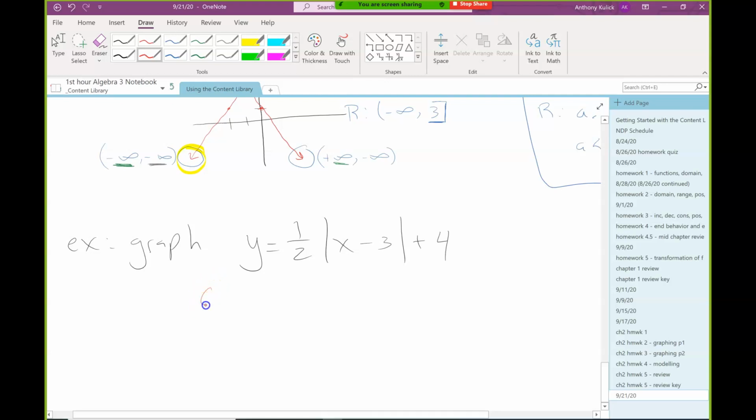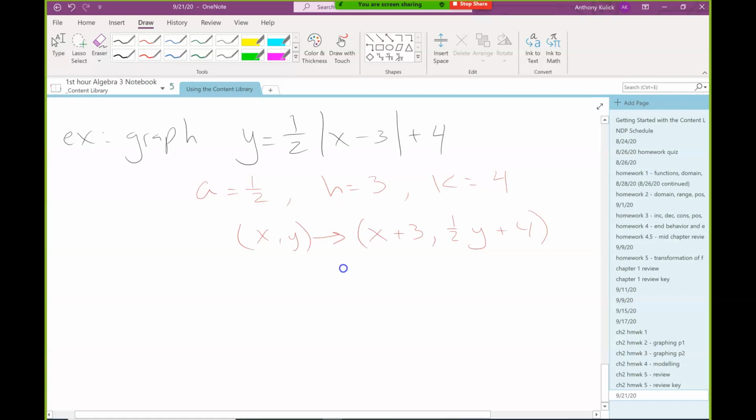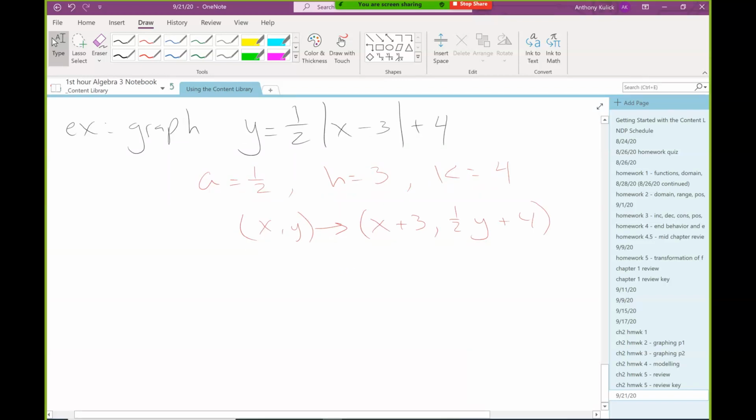So let's identify the values for A, H, and K. What's my value for A? 1/2. What's my value for H? +3. And what's my value for K? 4. Then I'm going to write my transformation map, but I'm just going to write the version where I filled in the numbers. Everybody's okay there? Again, that's x plus h, ay plus k, the same formula that we used in the previous one.